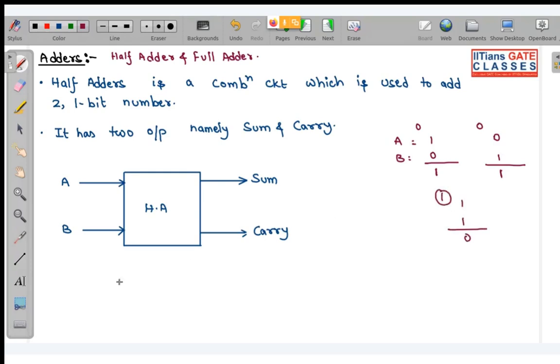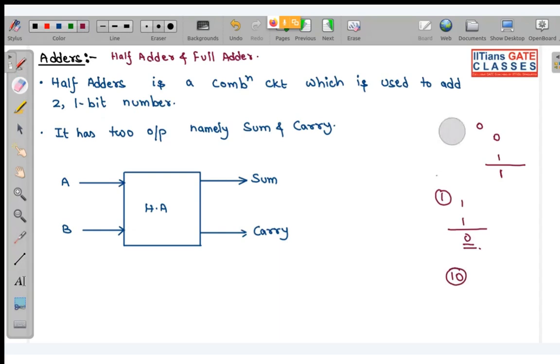Now remember that in Boolean algebra, I told you 1 plus 1 corresponds to 1. But this is arithmetic addition. So 1 plus 1 is basically 2, and 2 corresponds to 1, 0 in binary. So this sum is 0 and this 1 is the carry. Okay. So now let us see what this half adder is.